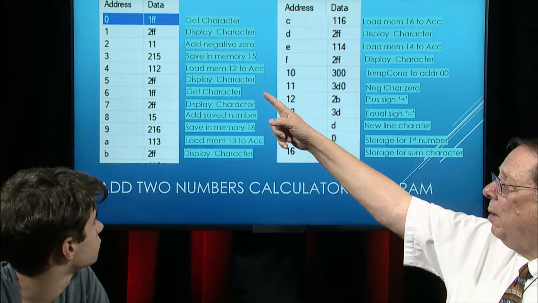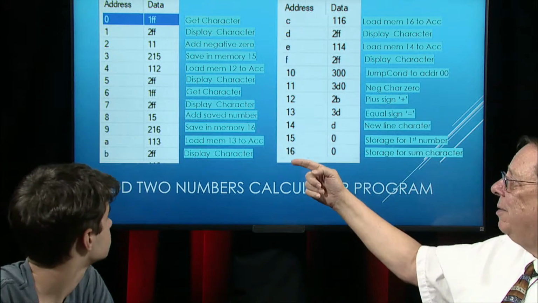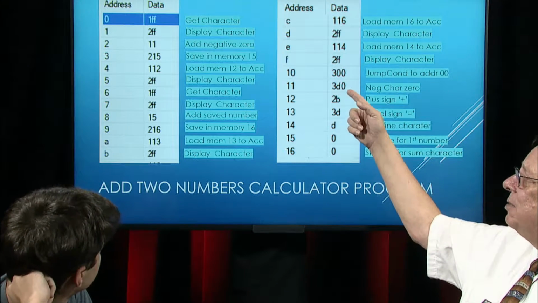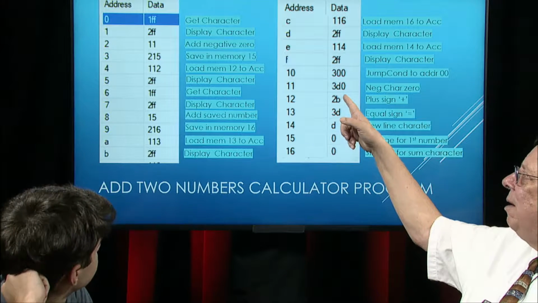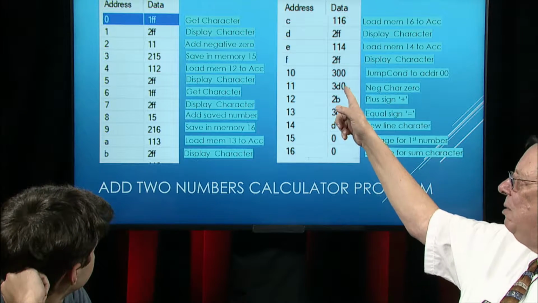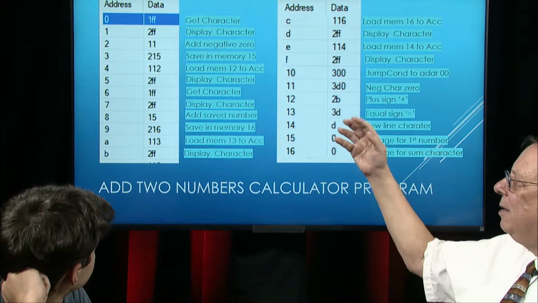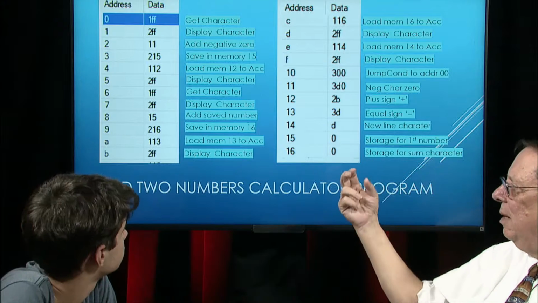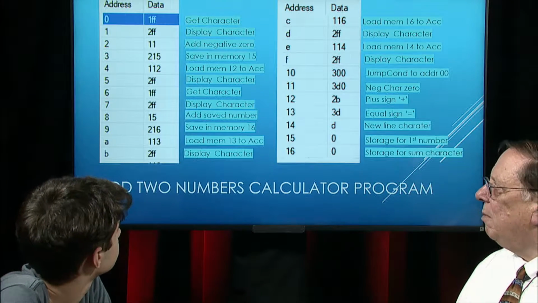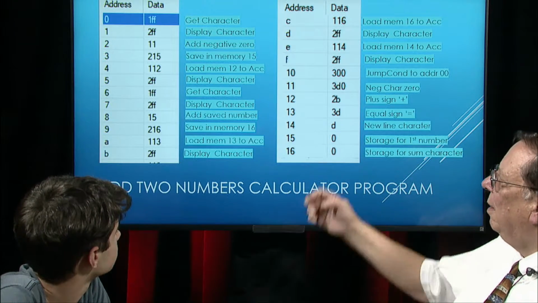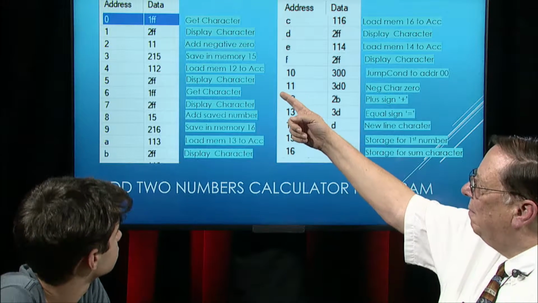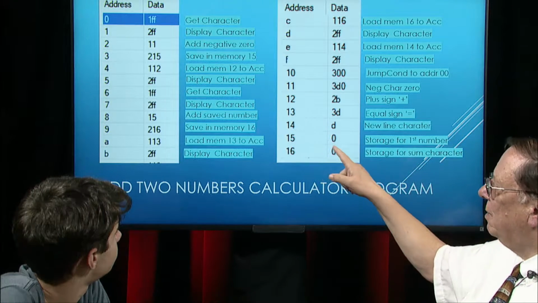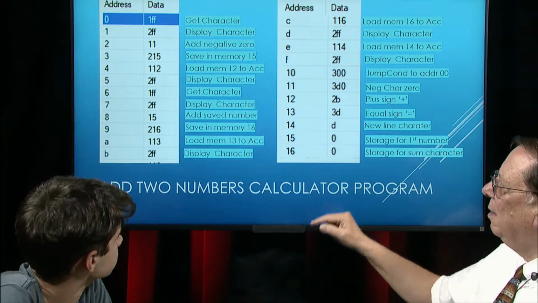So 011 is add the character that's at memory address 11. In memory address 11 we have this 3D0. That's our negative 0. So we add that. That converts the number from a character into a number, from 0 to 9. So we add that negative value, and then we have to save it in computer memory. So we're going to save it in memory location 15.